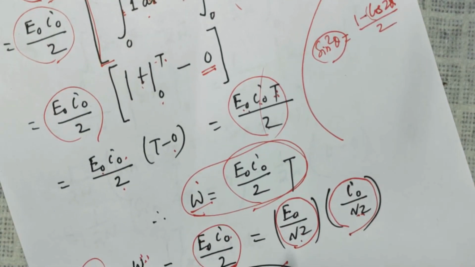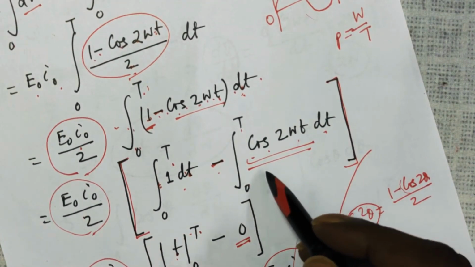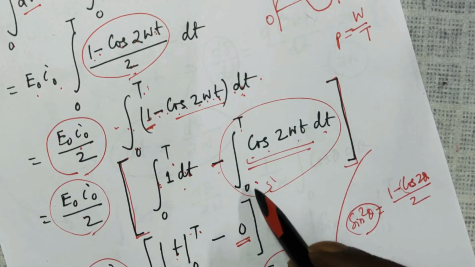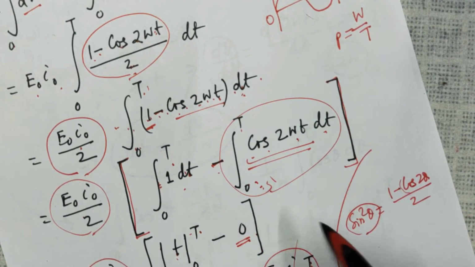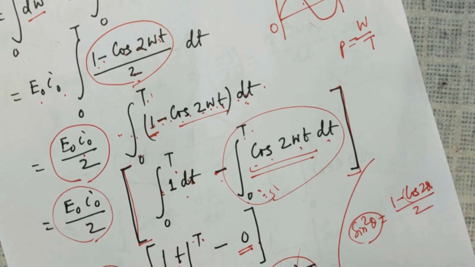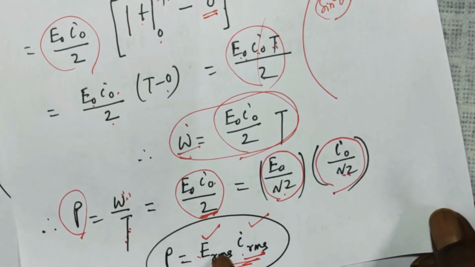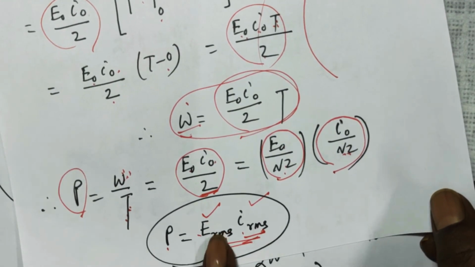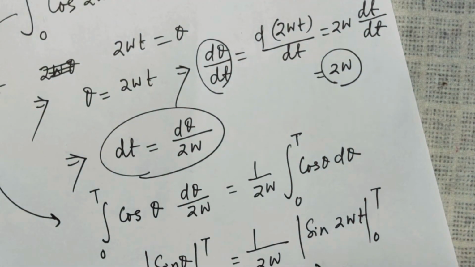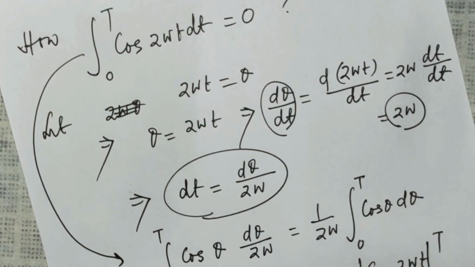Now let us see how this factor is equal to 0. How this integration is 0 from 0 to T. So you will be comfortable with that. But your derivation actually finishes here. This is for your understanding.